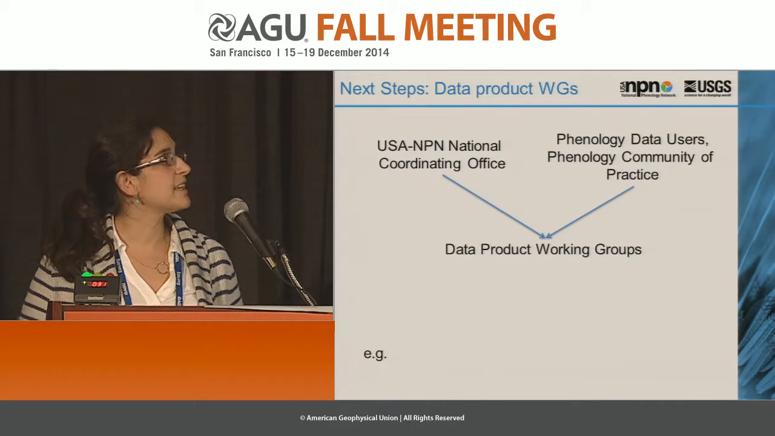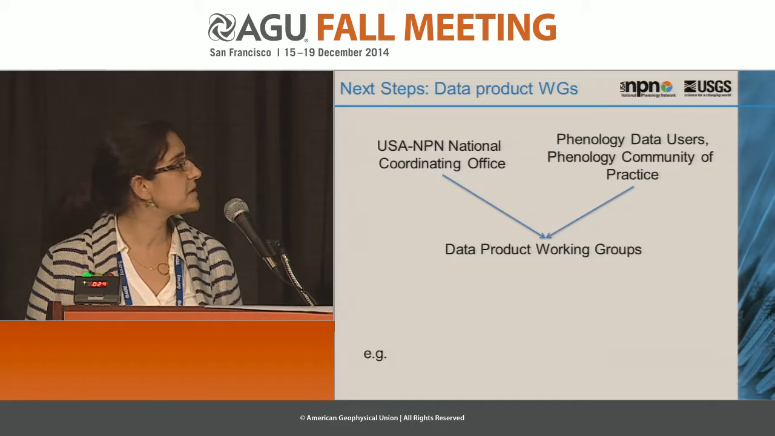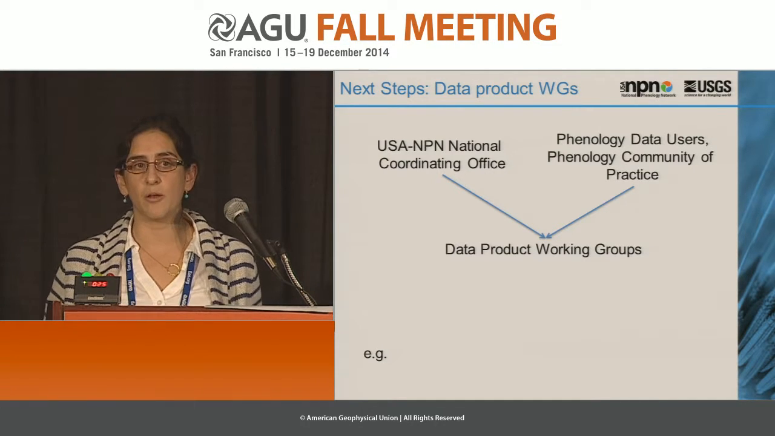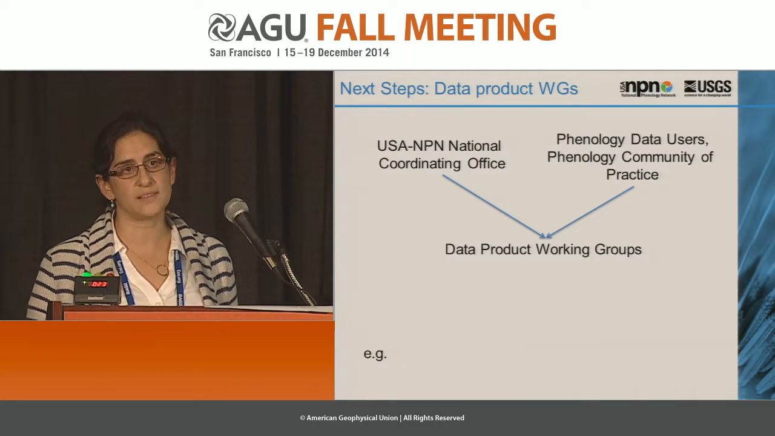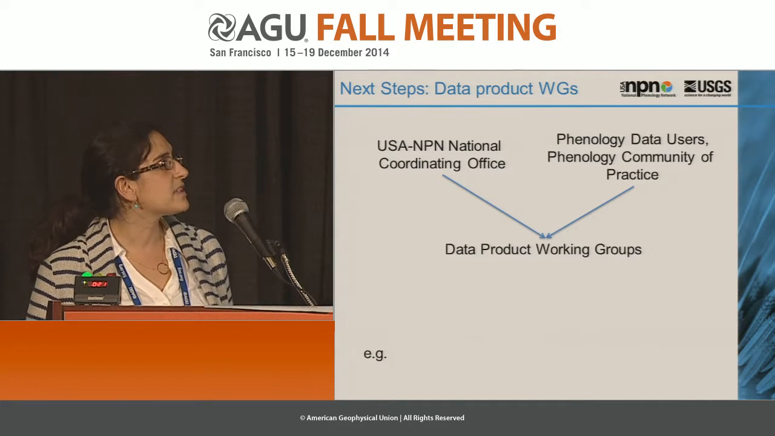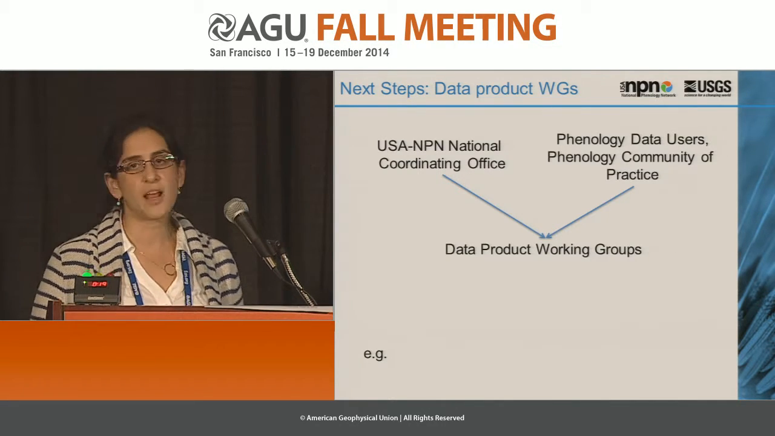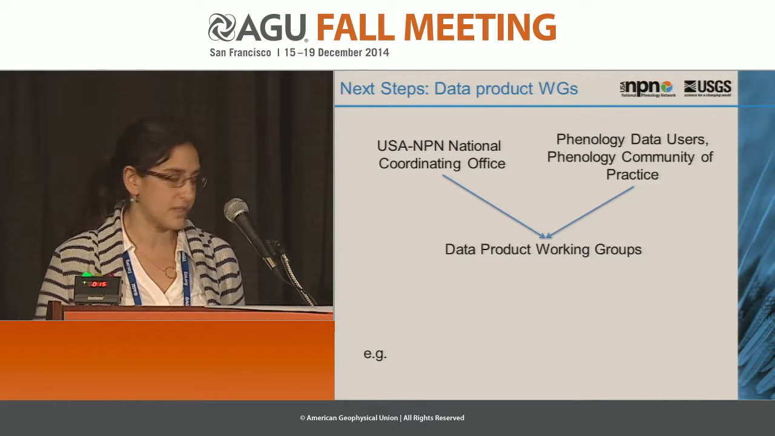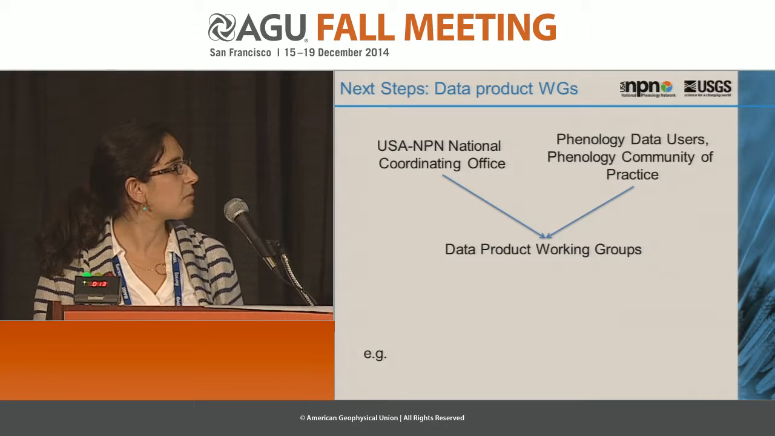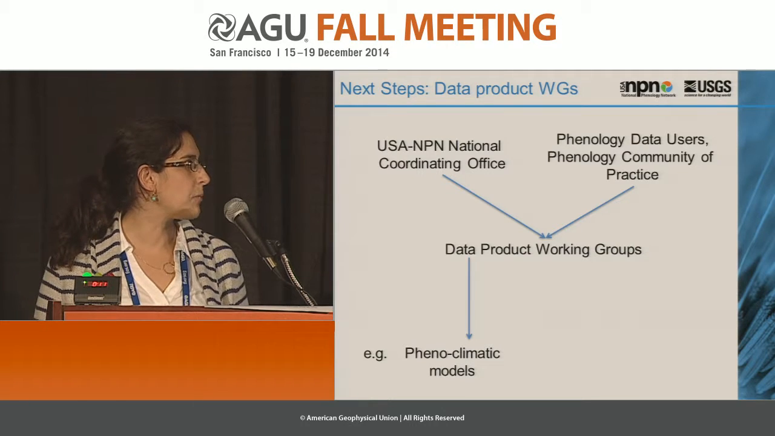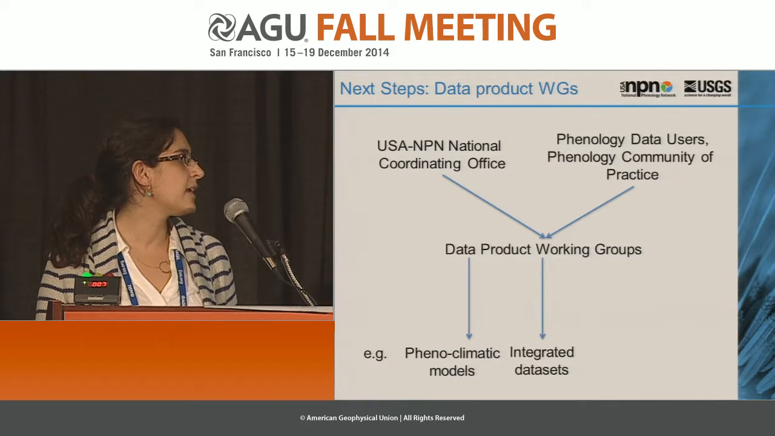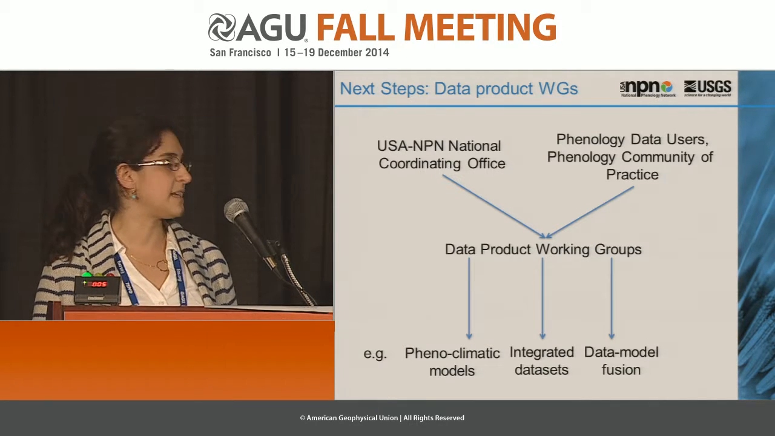We'll also be launching a series of data product working groups. So at the National Coordinating Office, we're very small. We have capacity to organize, and we'll be really reaching out more to the phenology community of practice in the next year, phenology data users, to put together these data product working groups. For example, bringing together people working on phenoclimatic models, integrating data sets, and doing data model fusion.